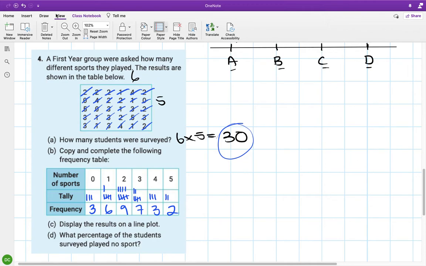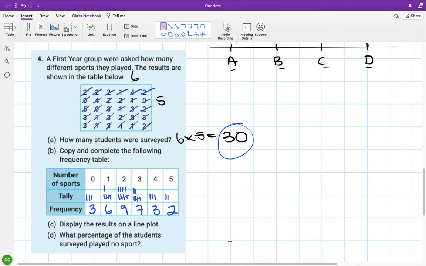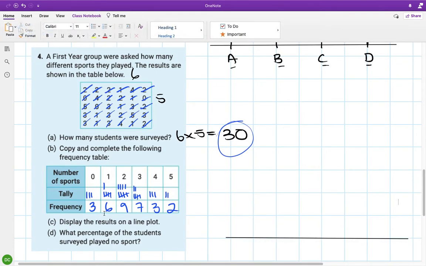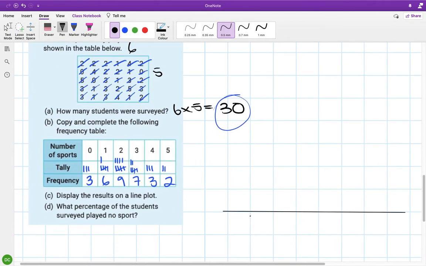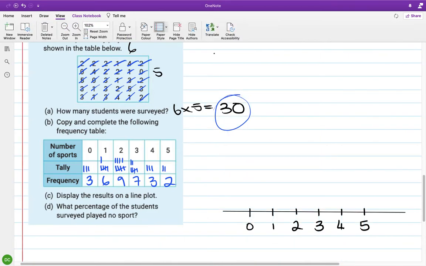Okay, so we need to do another line. Sorry, I want to insert. Draw, black, insert, a line. So they want us to do another line plot here, so I'll put my line here. This time I need 1, 2, 3, 4, 5, 6. I'm going to put them a bit closer together. Okay, so this is the people who play no sports. This is the people who play 1. This is the people who play 2, 3, 4, 5. Oh, that's it, 5. Okay, switch back to my lines. Yeah, that'll work.